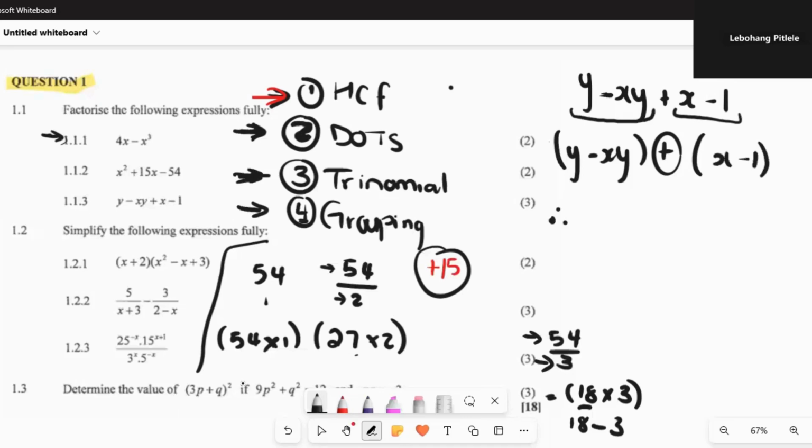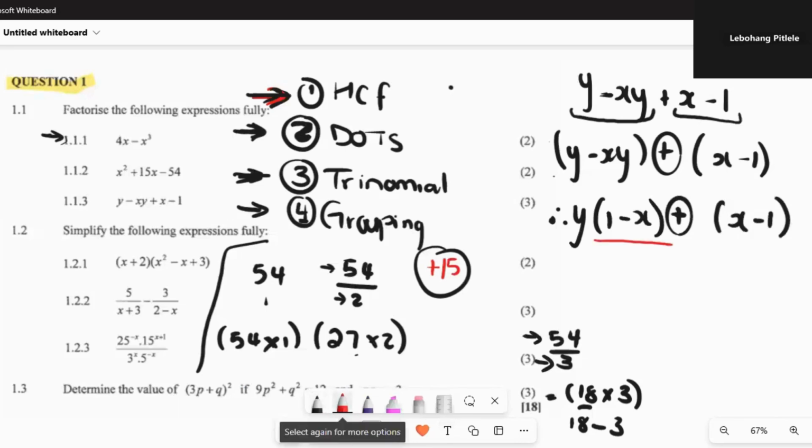Looking here at our first bracket, we go back again. Do we have any highest common factors in that bracket? Yes, we do. We have y as a common, right? So if we take y out, we're going to be left with 1 minus x. And then remember, we still group it with a plus. And then this side, we have x minus 1. So now looking at these two brackets, they look a little bit the same, but now the difference is that this one here is positive, and that one is negative.